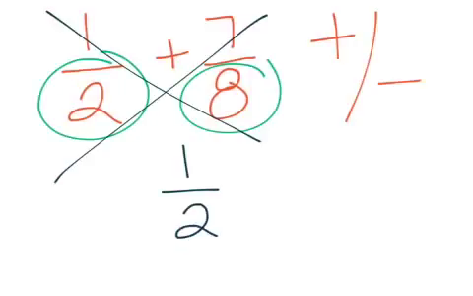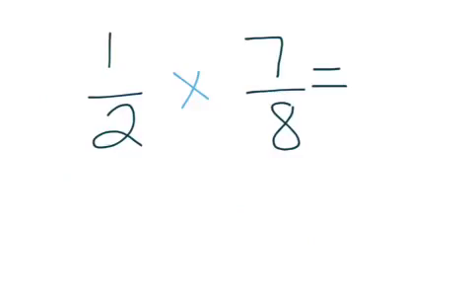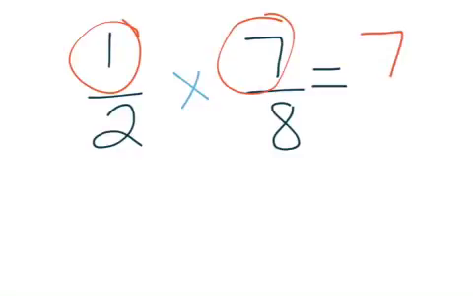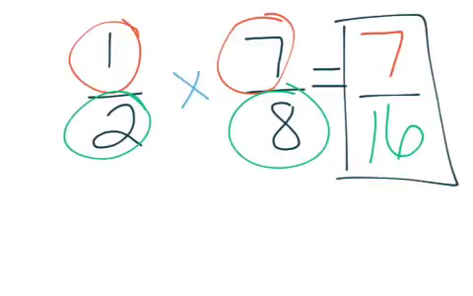If I had these two numbers, 1/2 and 7/8, I just get to multiply straight across, which is a lot nicer. So to work through this problem, I just look at my numerators, 1 and 7, multiply those together. 7 times 1 is 7. Then I look at my denominators, 2 and 8. And of course, 8 times 2 is 16. We get the answer of 7/16.